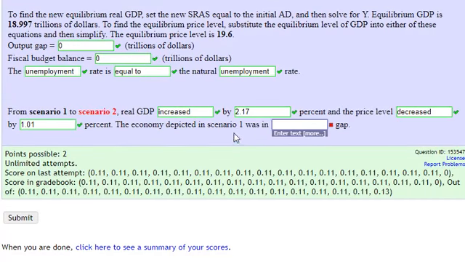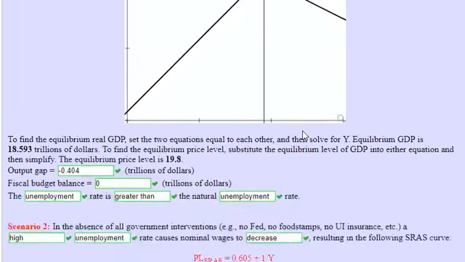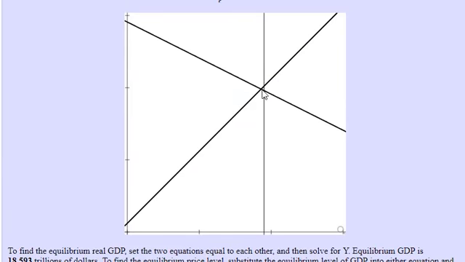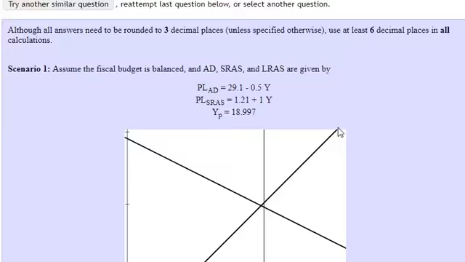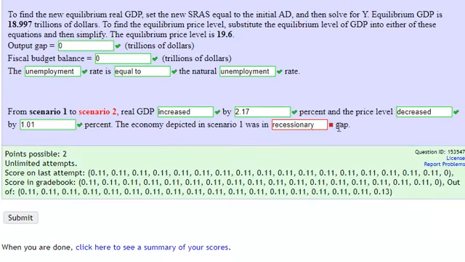Now, the economy depicted in scenario 1 is in what kind of gap? When GDP is low, like it is here, and low means less than potential. So when GDP right here is less than potential, we're in a recessionary gap. And it looks like we got all the correct answers. So, whoop, recessionary.